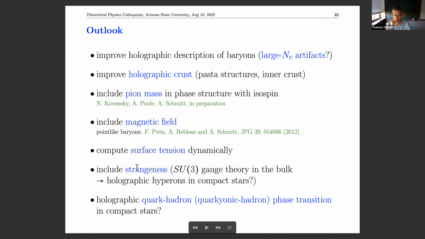We have not included strangeness. Also this in principle should be possible. We could ask for holographic hyperons. And in this last part where I was talking about neutron stars, notice I've never talked about a quark-hadron phase transition in the star. It was purely hadronic. So we could also ask about quark-hadron or quarkyonic-hadron phase transitions. The problem with this model is that they tend to be at very high densities. That may also be an artifact, but in other holographic models, that is certainly possible.